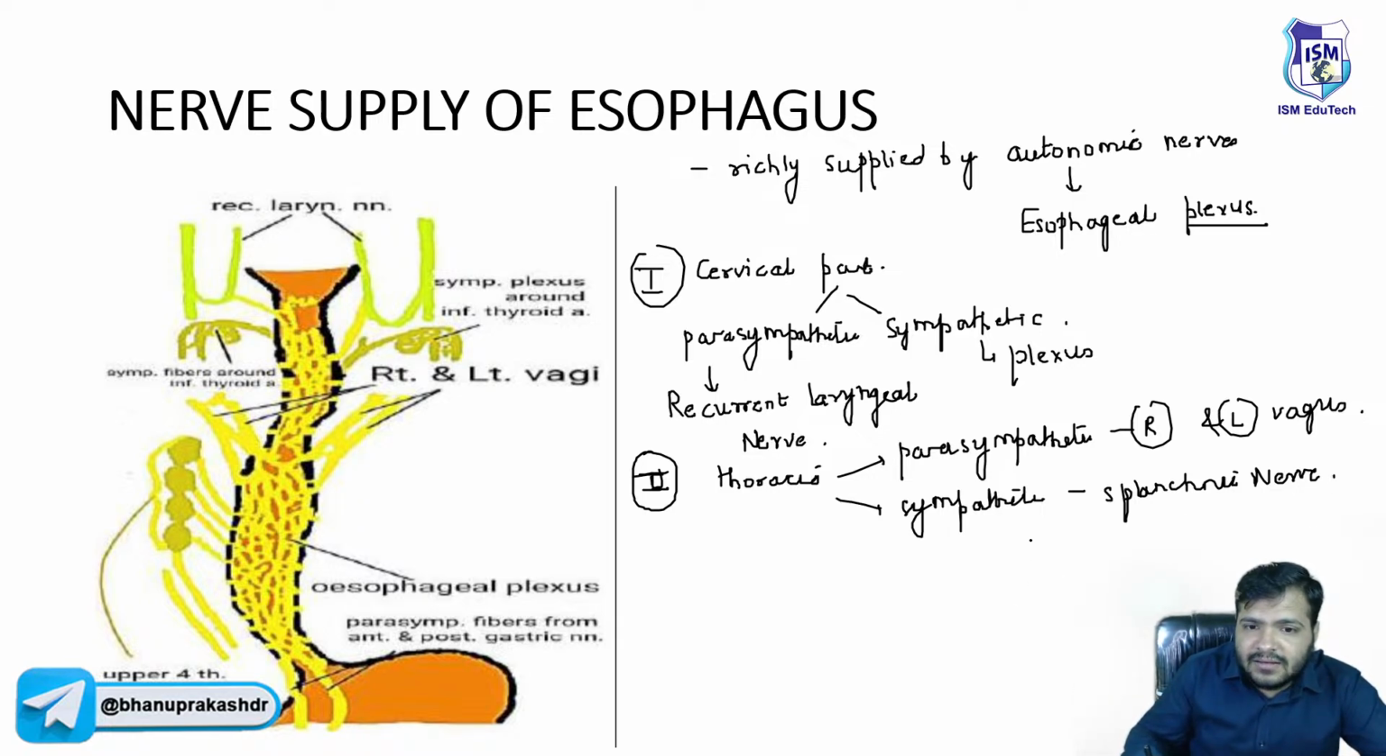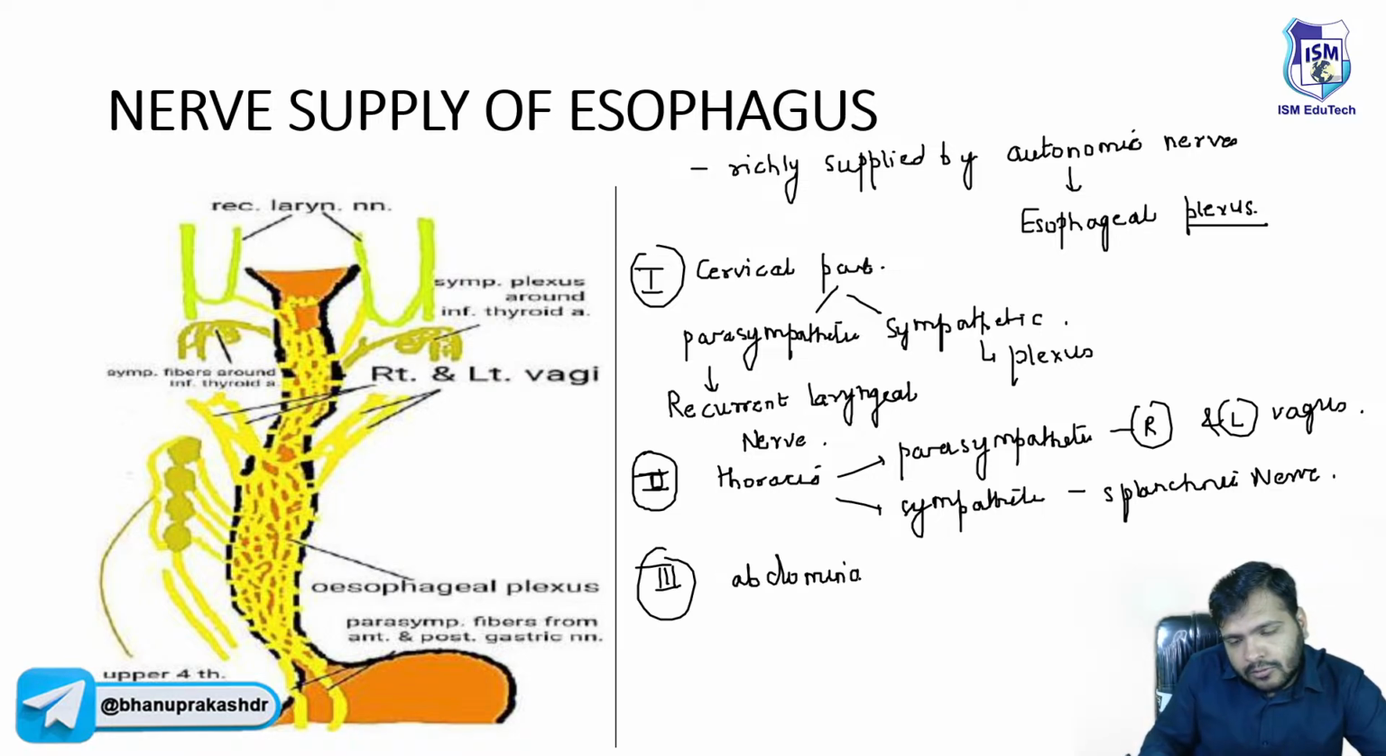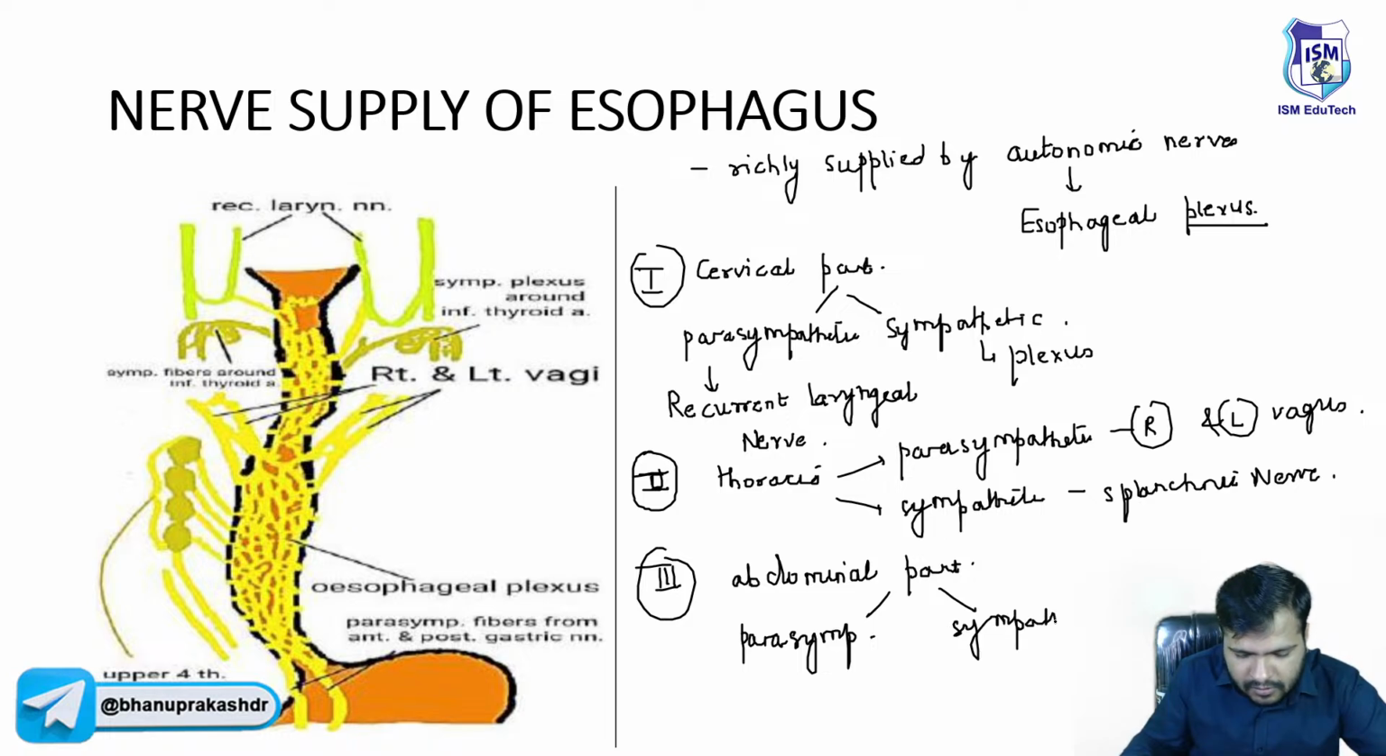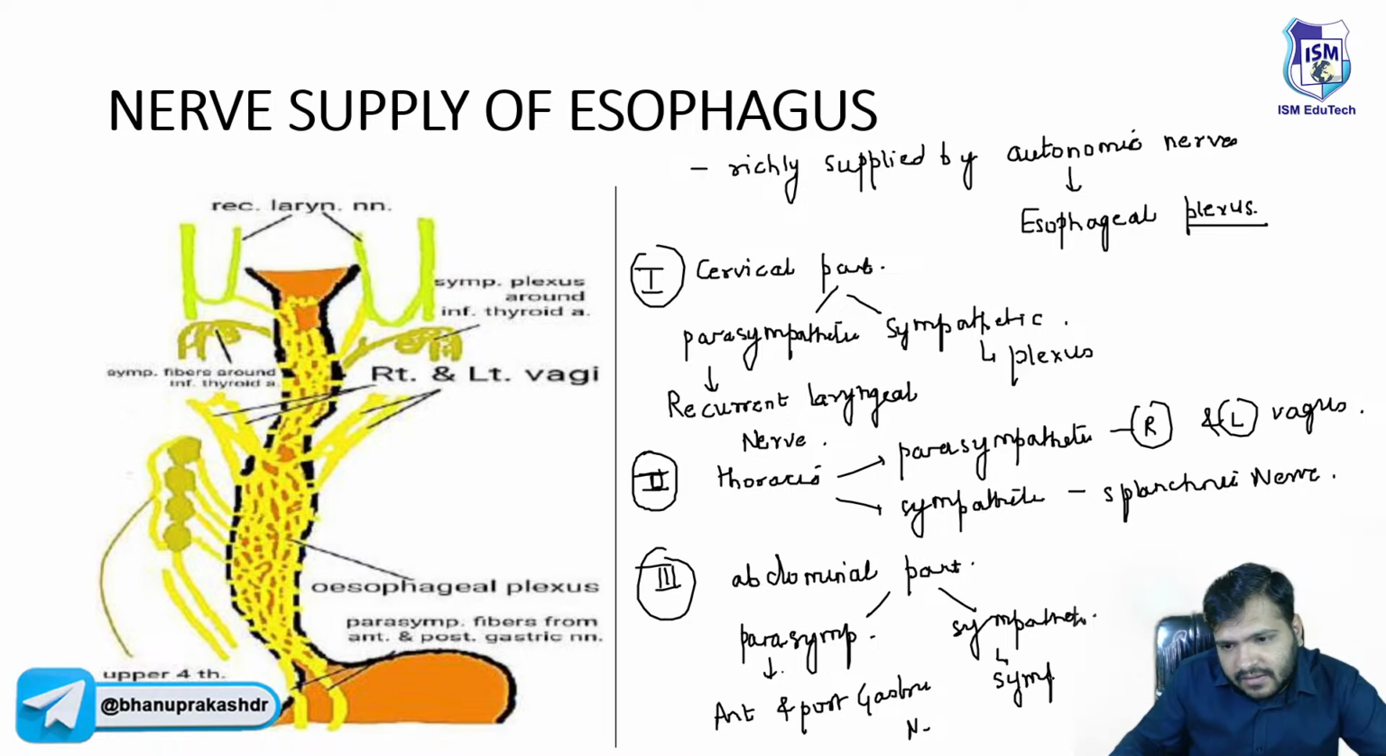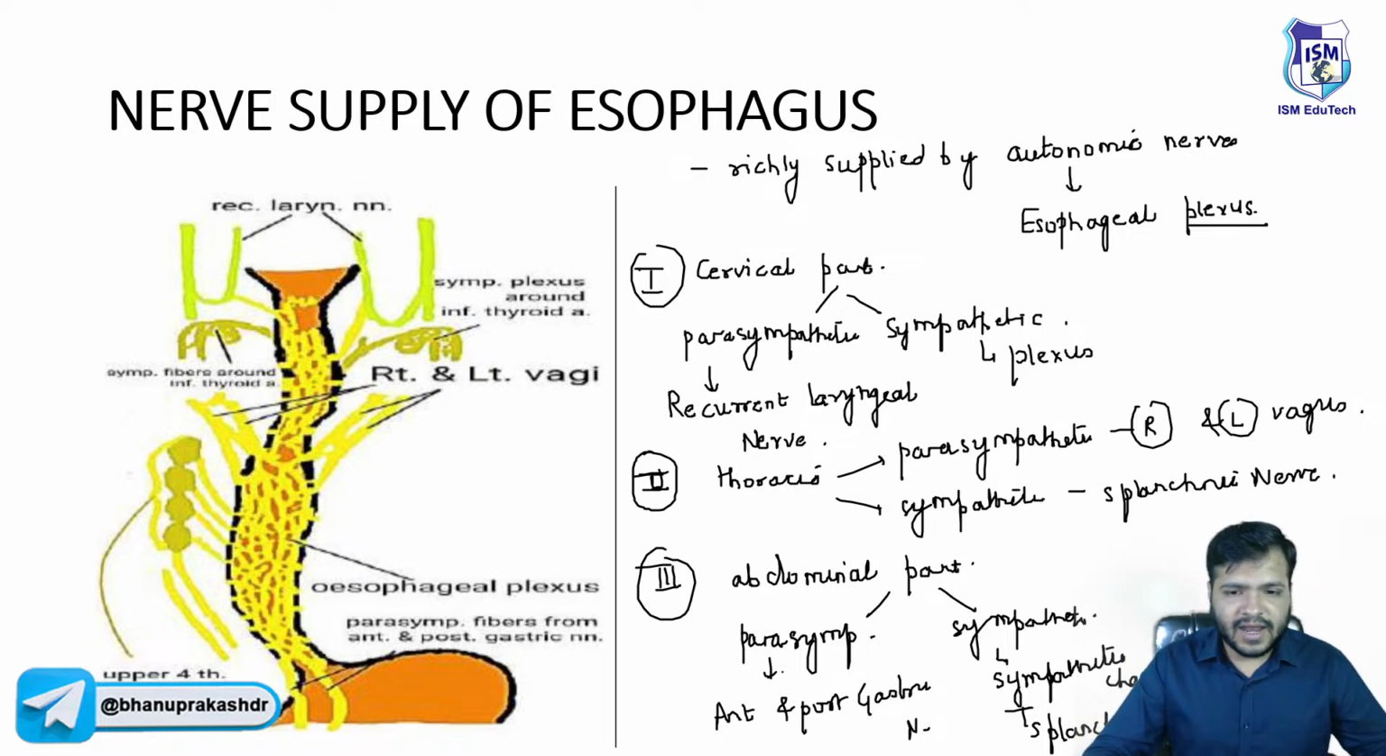Apart from that, remember beta, the third one, that is the abdominal part. The abdominal part also has parasympathetic supply and sympathetic supply. Parasympathetic is from the anterior and posterior gastric nerves, and sympathetic is from the sympathetic chain. I've already drawn the sympathetic chain yesterday when I was talking about the relations. And we have the splanchnic nerves also over here. So that is something that you have to remember.